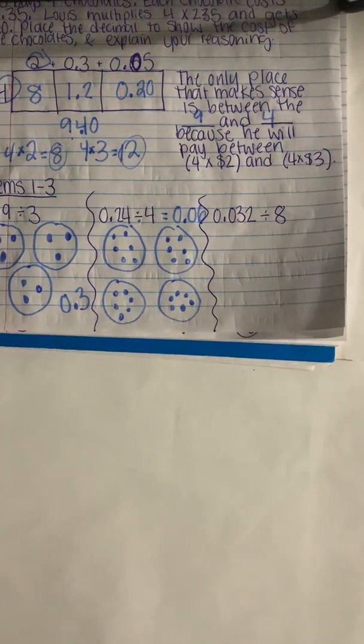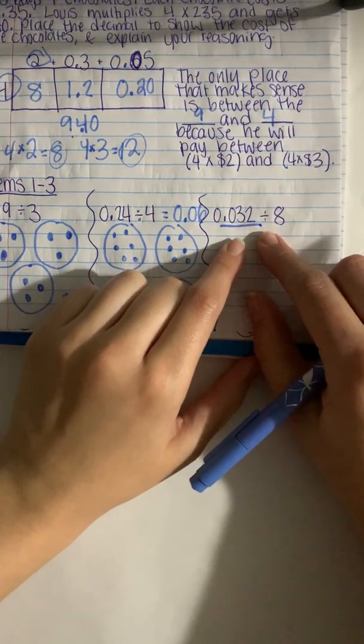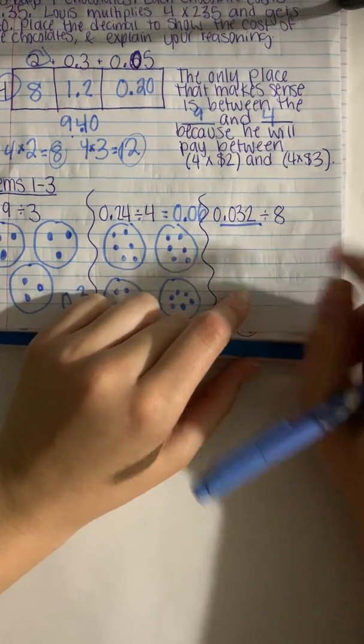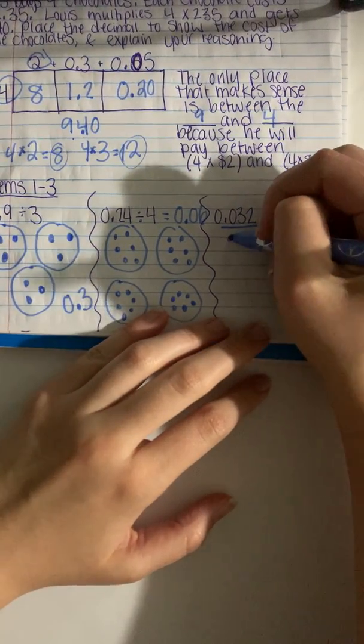For this one, I'll start by drawing out my 32 thousandths, and then I'll circle them into 8 groups so you can see the opposite way of how I've been doing it. And then you can pick your favorite. So I'm going to draw all 32.